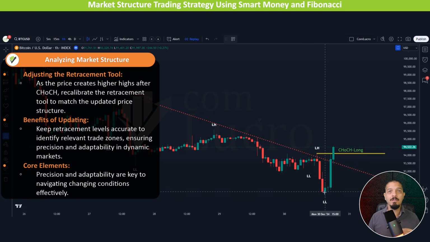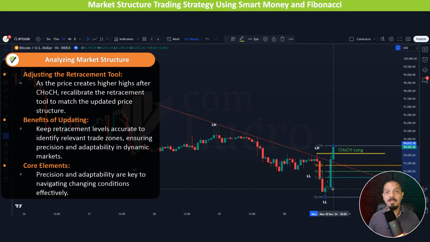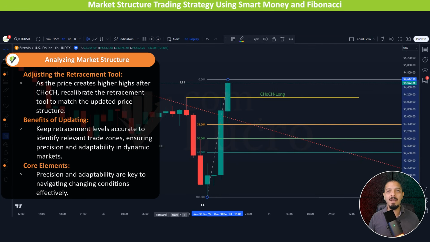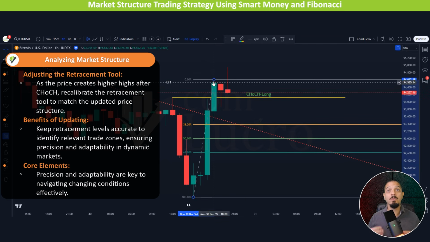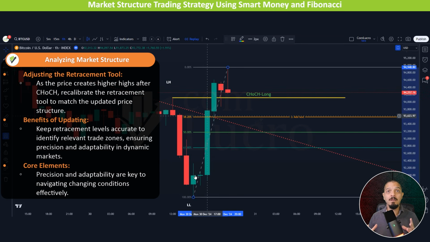It's important to note that the retracement drawing needs to be adjusted as the chart evolves. After the shock, the price continues to move and creates a higher high, requiring us to recalibrate the retracement tool to reflect the new price structure. This adjustment ensures the retracement levels remain accurate and aligned with the latest market movement, helping us identify the most relevant zones for trade opportunities. By keeping the retracement updated, we maintain precision and adaptability, two essential elements for navigating changing market conditions effectively.